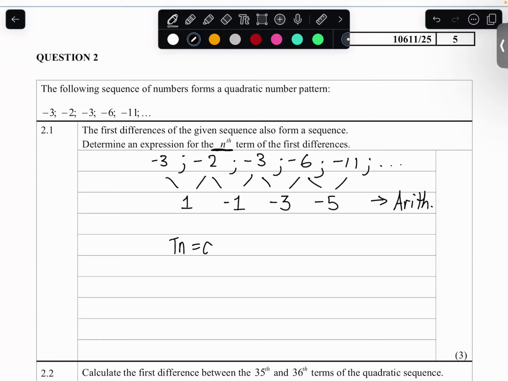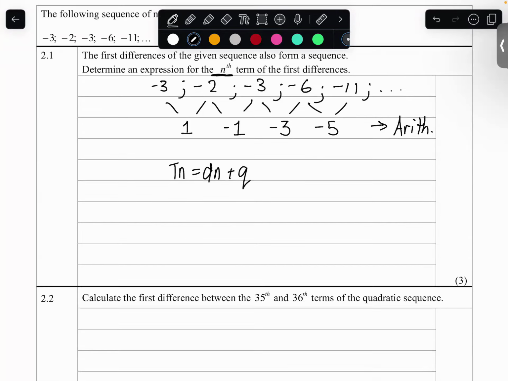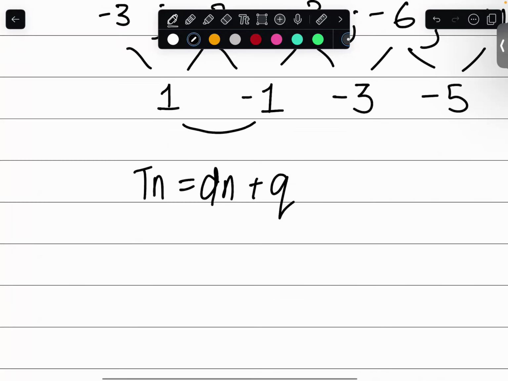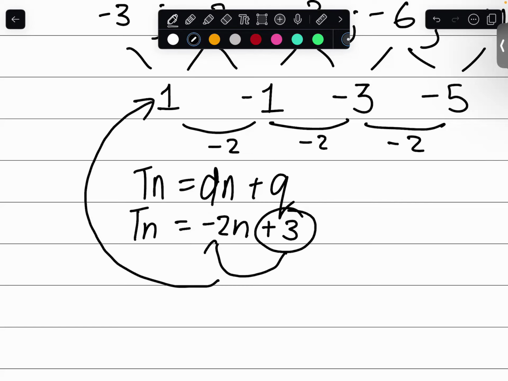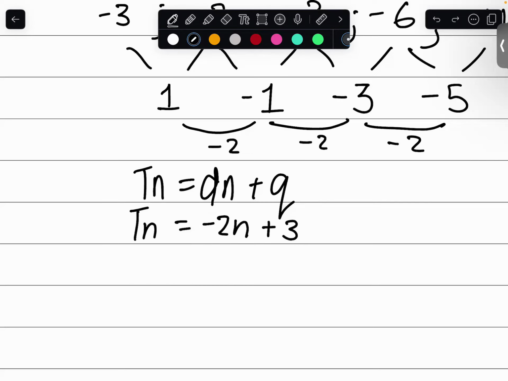You go Tn = dn + q. D is the common difference between these, which is just minusing 2 the entire time, so your common difference is negative 2. Q is what you do to d to get the first term. What do I do to -2 to get to the first term, which is 1? I need to add 3. If I add 3 to -2, it will give me 1. So your general term there is Tn = -2n + 3.